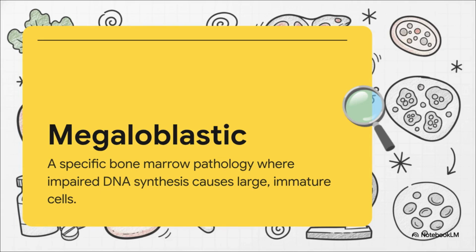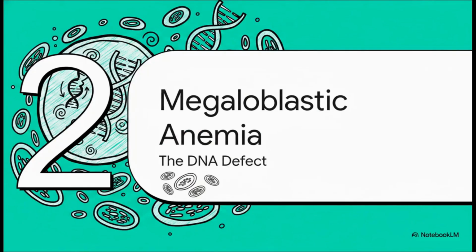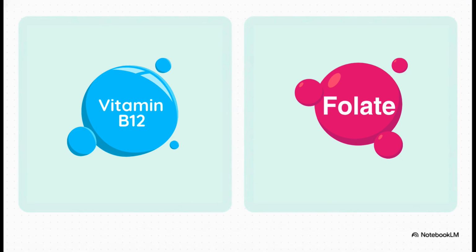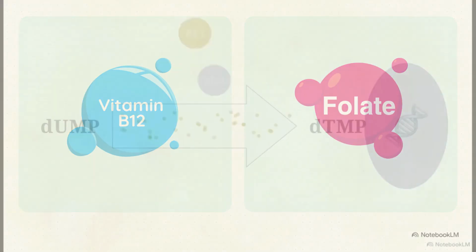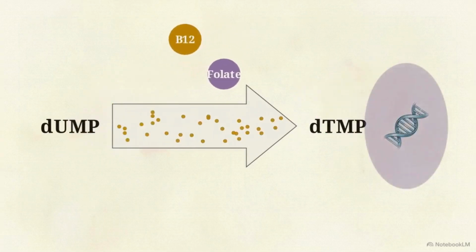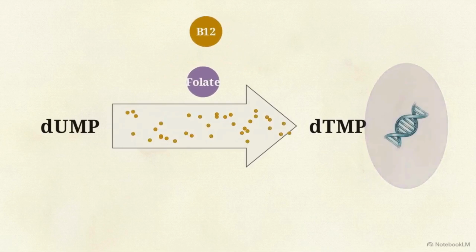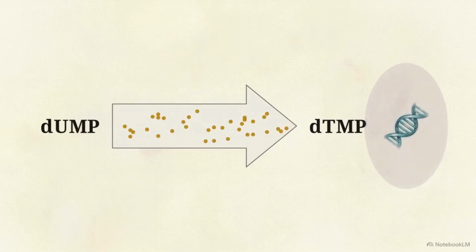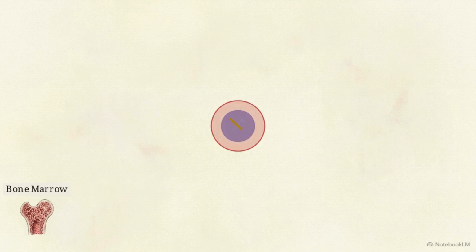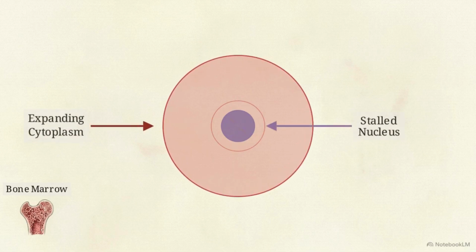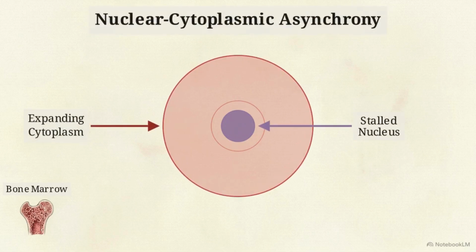All right, moving on to section 2, megaloblastic anemia, the DNA defect. The two undisputed heavyweights in this category are vitamin B12 and folate deficiencies. Both of these essential nutrients are absolutely required to synthesize DNA. So what happens when they're missing? Well, the cell's cytoplasm just keeps on growing, but the nucleus totally lags behind because it can't divide. It's a classic finding known as nuclear cytoplasmic asynchrony.